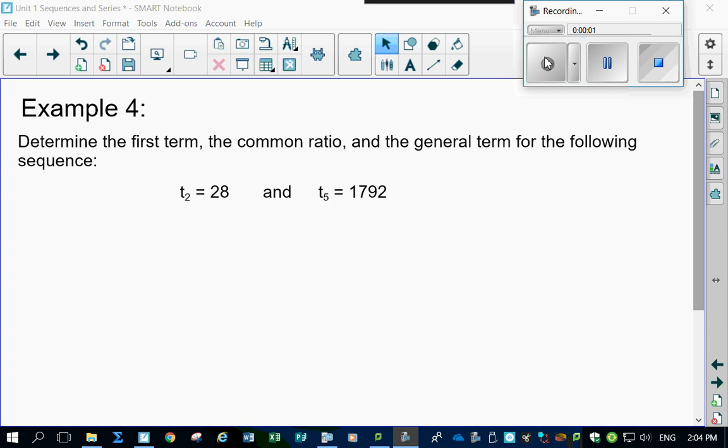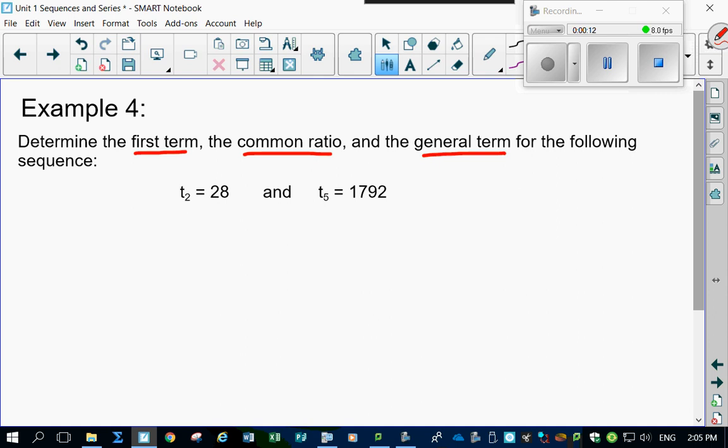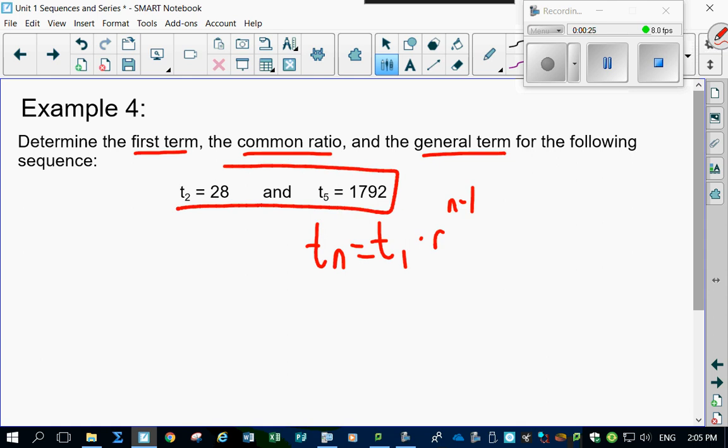Here we go. Another example. Let's try it. Look at this particular one. It says determine the first term, the common ratio, and the general term for the following. First things first: Tn is T1 r to the n minus 1. So we have to figure out the first term. Well, we don't have the first term here. We've got the second term and the fifth term.